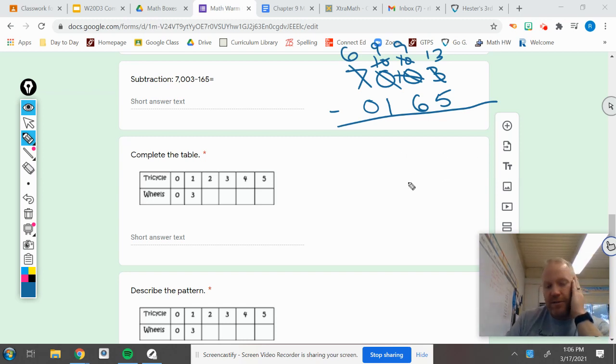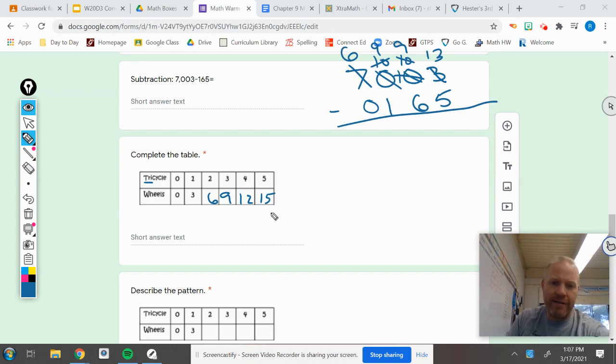Next, you're asked to complete the table. So for every tricycle, there's 3 wheels because it's a tricycle. Tricycles have 3 wheels. Tri means 3. So when we look at one tricycle, we have 3 wheels. If there's 2 tricycles, there's 6 wheels. If there's 3 tricycles, it's 9 wheels. If it's 4 tricycles, it's 12 wheels. If it's 5 tricycles, it's 15 wheels.